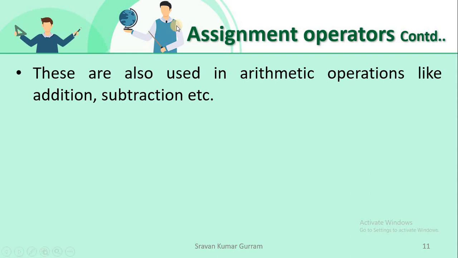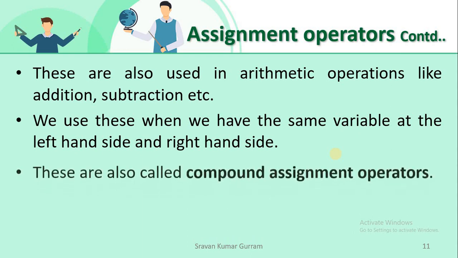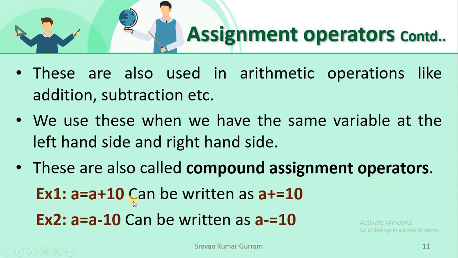Assignment operators are also used in the arithmetic operations like addition, subtraction, multiplication. If we have the same variable at the left hand side and right hand side, then only we can use these assignment operators along with the arithmetic operators. In such cases, those operators are called compound assignment operators. See the example. A assignment A plus 10, this is a valid statement.